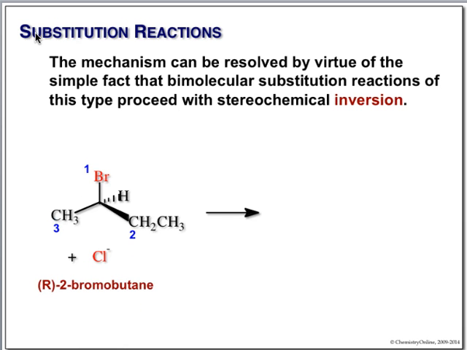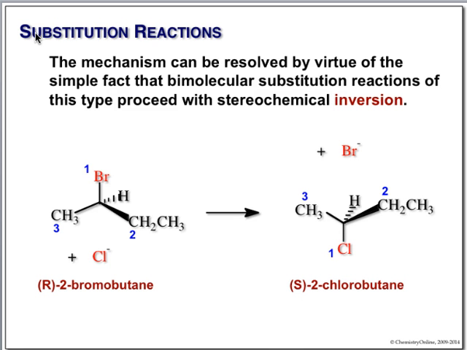Our configuration here, bromine is the highest priority. The ethyl group would be next, methyl, hydrogen is the lowest, and it's in the back. This is an R configuration. When we do this reaction on pure R 2-bromobutane, this is the product that we get. Now, once again, our highest priority is going to be the chlorine, followed by the ethyl, followed by the methyl. This is now S configuration.